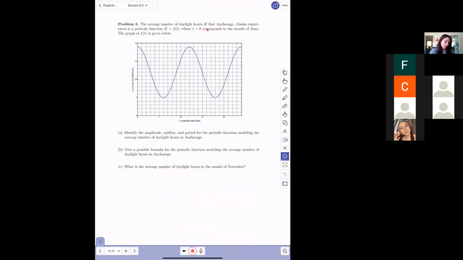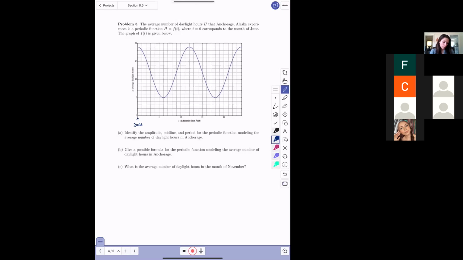Problem 3: the average number of daylight hours, H, that Anchorage, Alaska experiences is a periodic function, H equals f of t, where t equals 0 corresponds to the month of June. The graph of f of t is given below. And then we have to do a few things. The first thing I'm going to point out here is the graph at t equals 0. This is the month of June. That'll be helpful a little bit later.